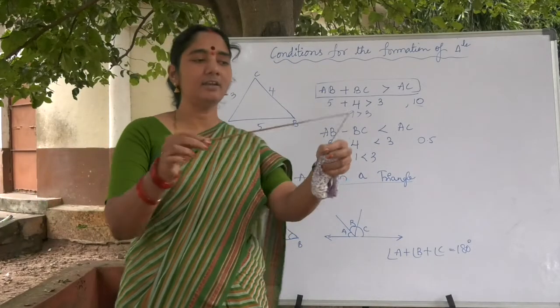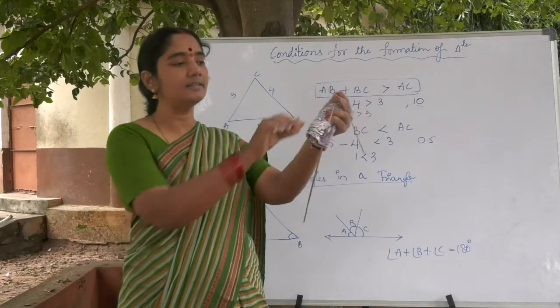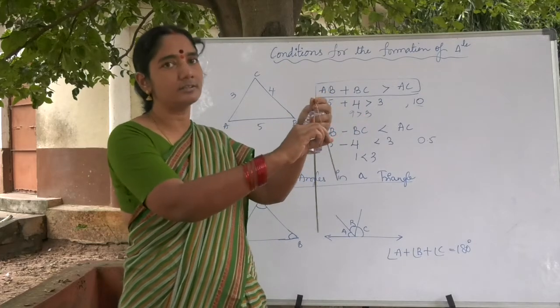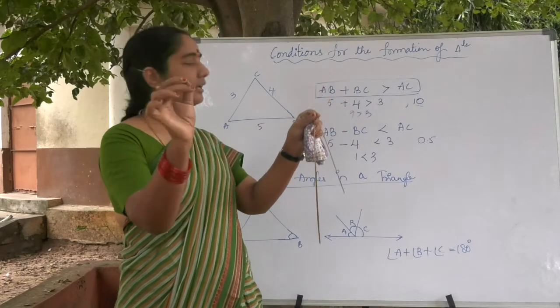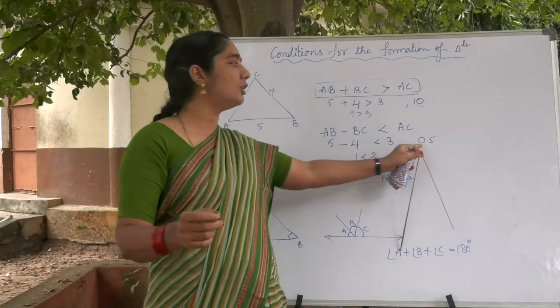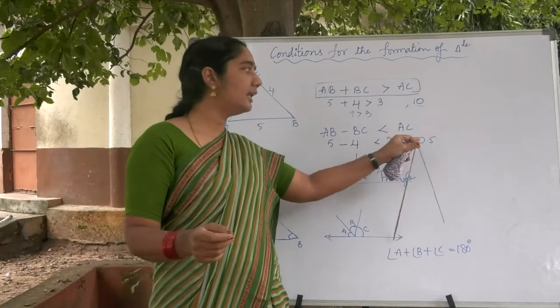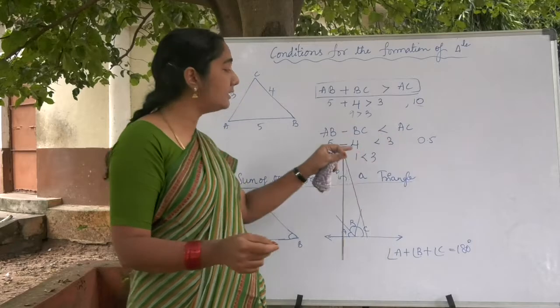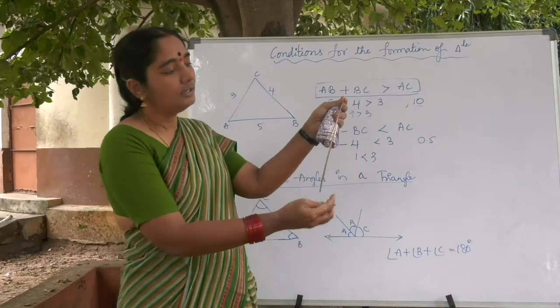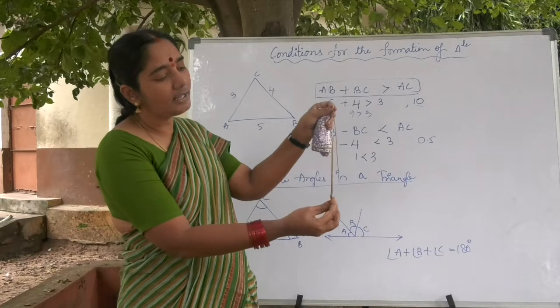If this is one side of a triangle and this is one side of a triangle, let us take this as 5 units and this is 4 units. Now, in this particular case, I am taking 0.5 as the other side, which is less than 1. So, if I take such a triangle, I cannot form a triangle.